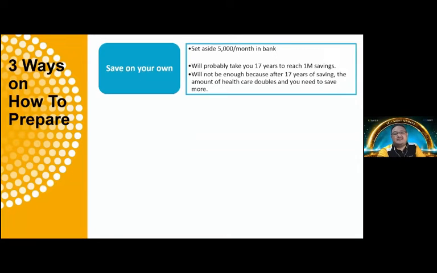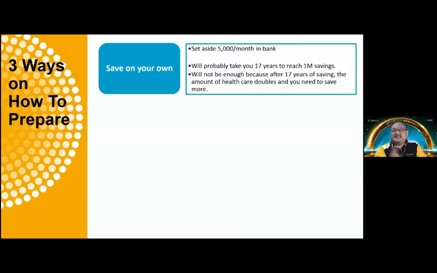So, just next one, at this point, you want to share to your clients how they can prepare for their critical illness, for their health plan. No? So there are 3 ways that how people usually prepare. First one is they save on their own. Yeah, magsaset aside siya ng pera. Emergency fund, health fund, mga 5,000 a month sa bangko. So this will work.